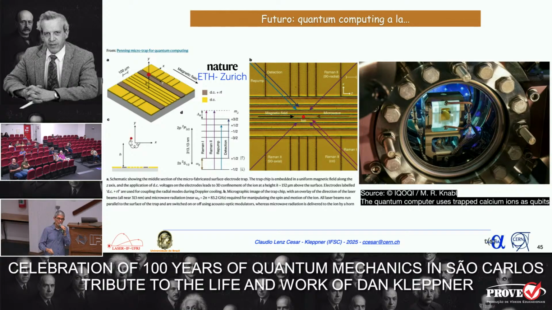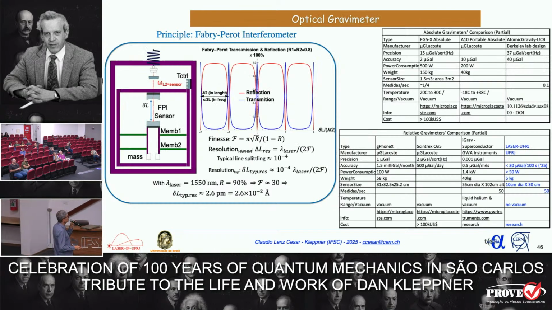Rainer Blatt in Austria, people in the US, people with Rydberg atoms, with ions, besides the Josephson junction systems, right, the solid state systems. But we don't know which platform will be good.